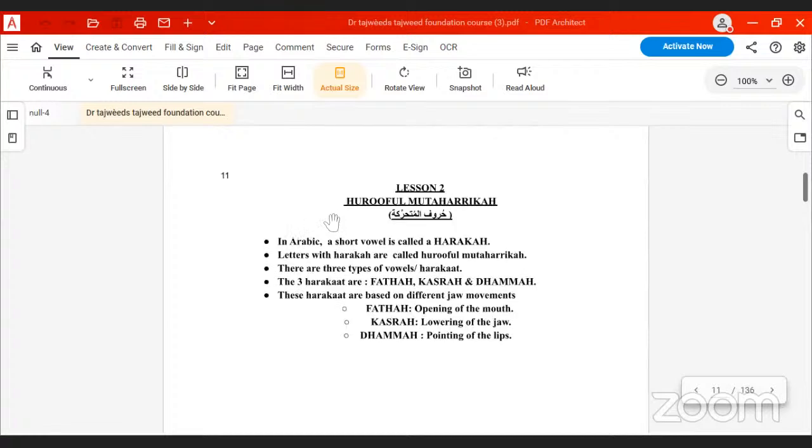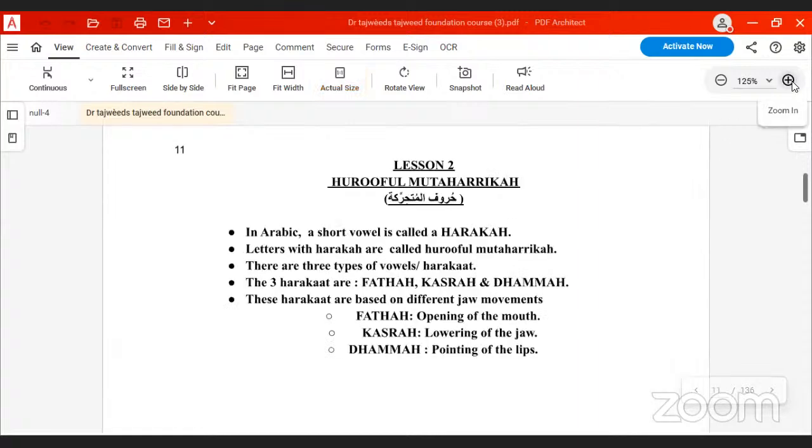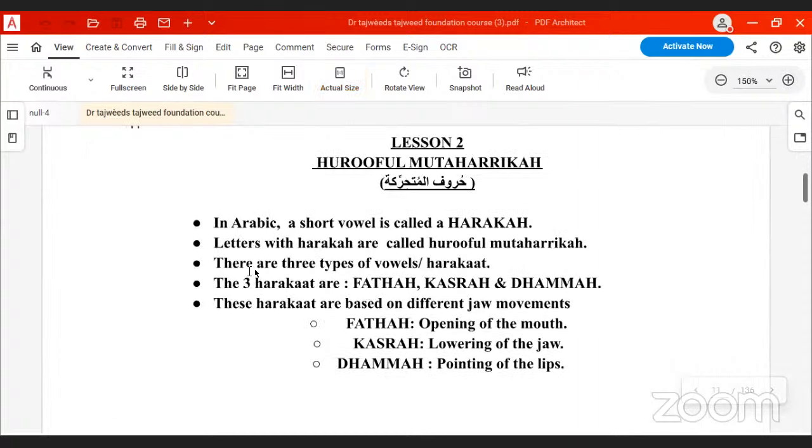Huruful Mutaharrika. In Arabic, a short vowel is called a haraka. Letters with haraka are called huruful mutaharrika. There are three types of harakat or vowels. The three harakat are fatha, kasrah, dhamma. Okay, so there are three harakat. Which are the three harakat? Fatha, kasrah, dhamma. These harakat are based on different jaw movements.